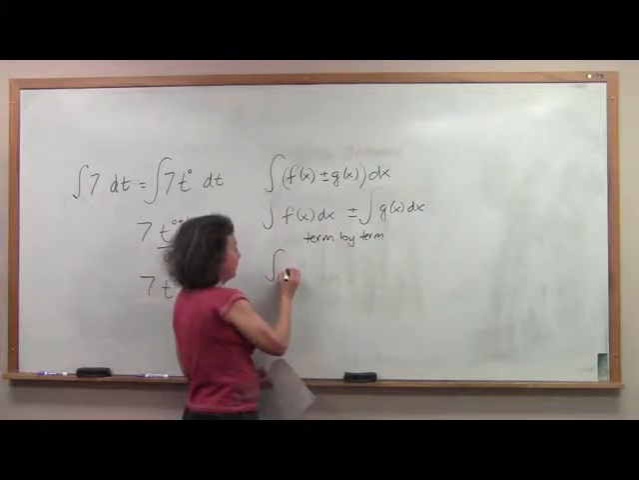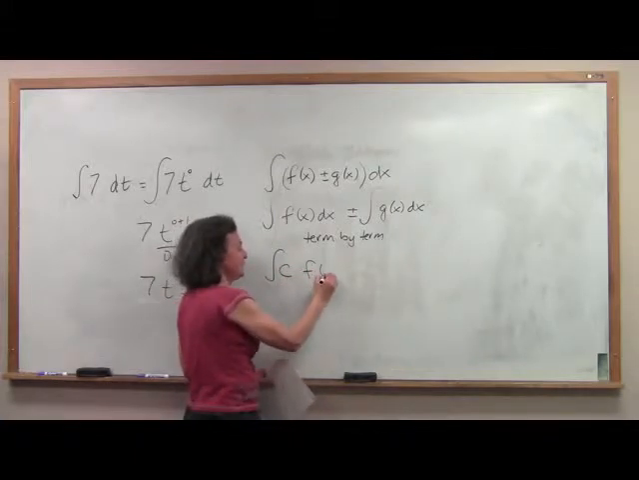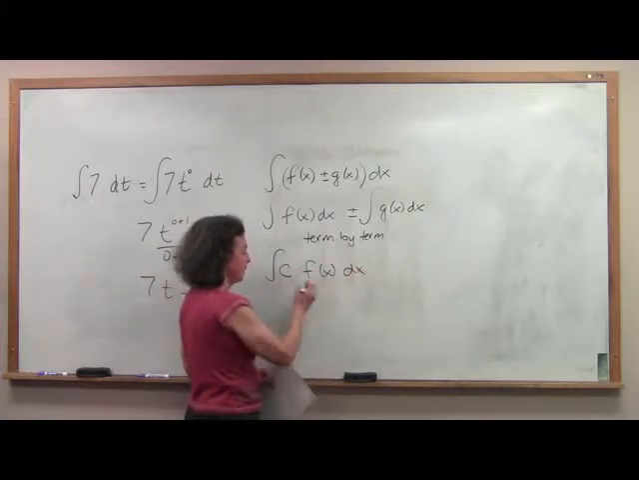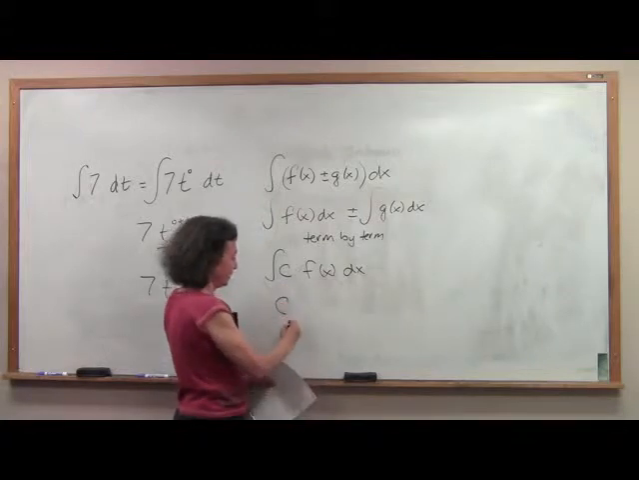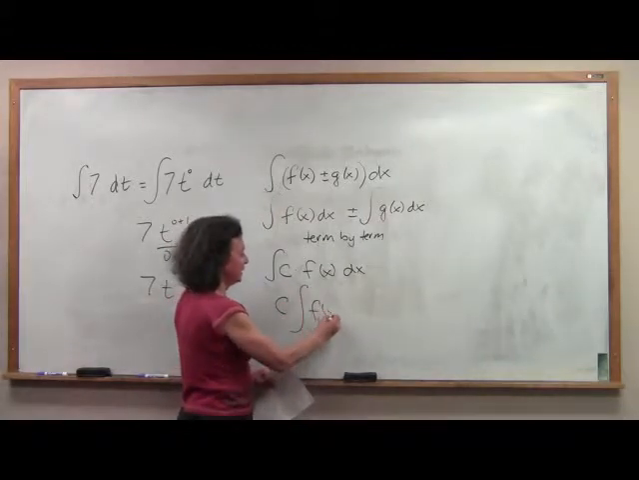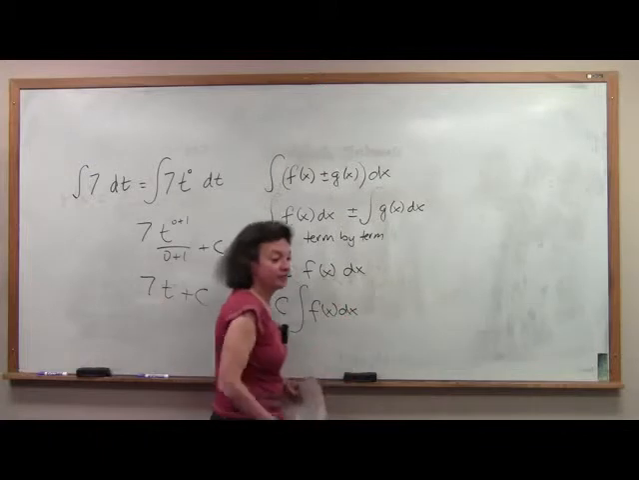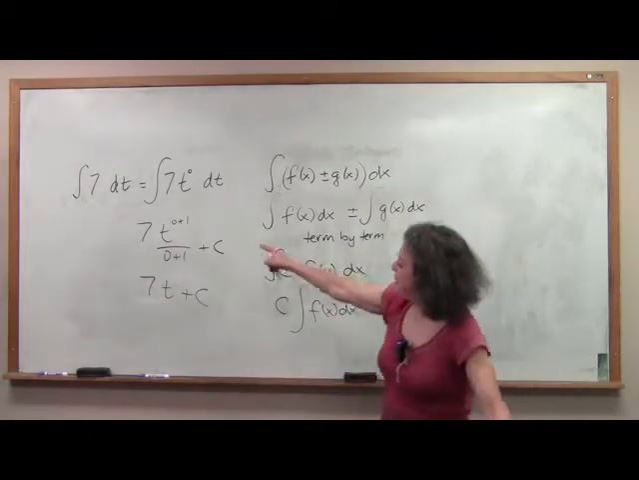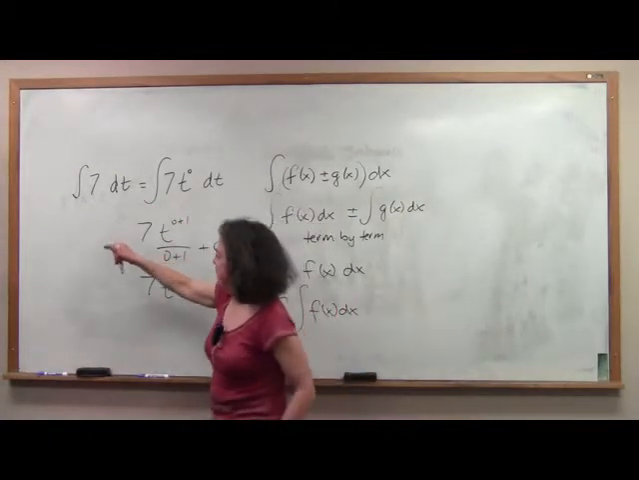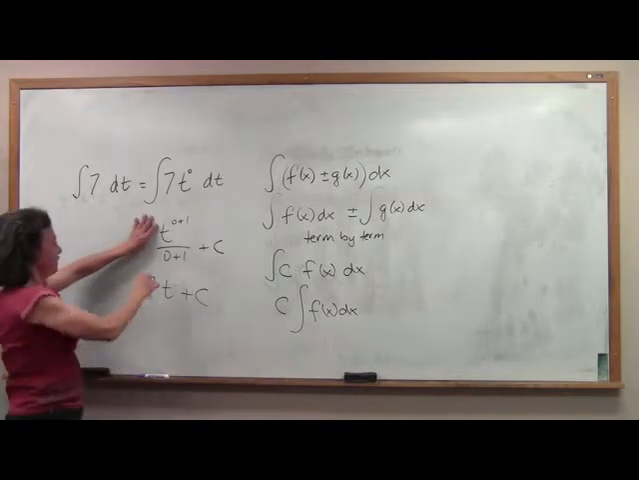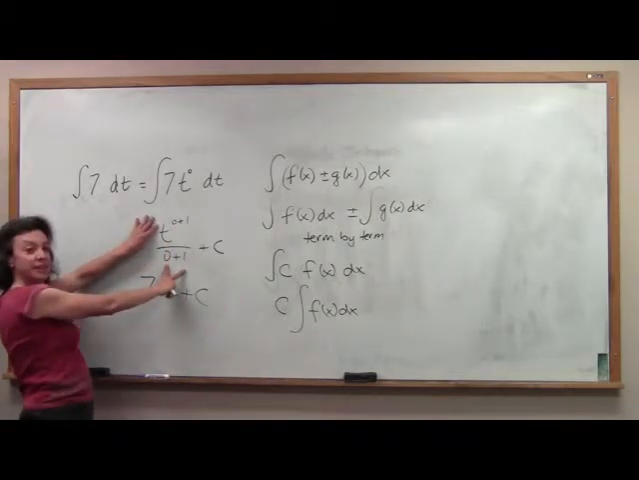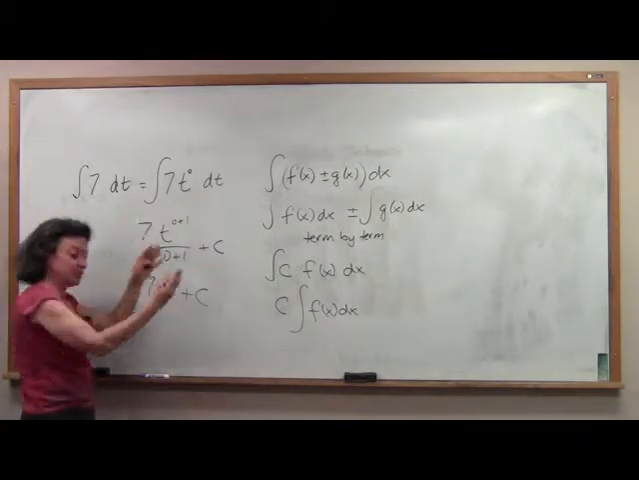The other property I'm going to mention is if you have a constant times a function, what you can do is pull your constant out and then take the antiderivative of your function, which is essentially what I did here, right? I could pull out the 7, and then what I did is I took the antiderivative of t to the 0.